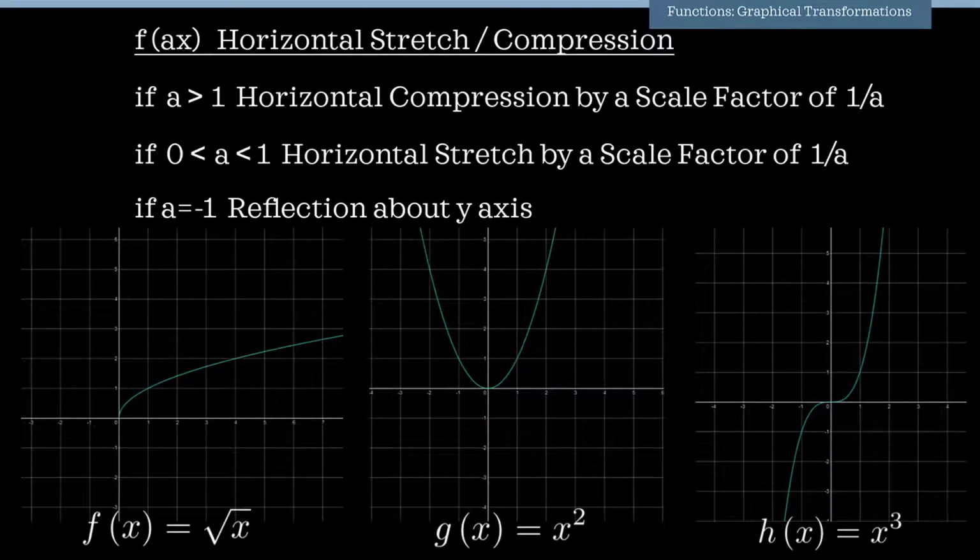Now let's look at the third and final case, that of horizontal stretch or compression. In this transformation, we multiply the input x by some constant value a. If the value of a is greater than 1, then my graph is going to compress horizontally, or parallel to the x-axis, by a scale factor of 1/a. If the value of a is less than 1, then the graph is going to stretch horizontally, or parallel to the x-axis, by a scale factor of 1/a. And if the value of a is -1, then the graph is going to simply reflect about the y-axis.